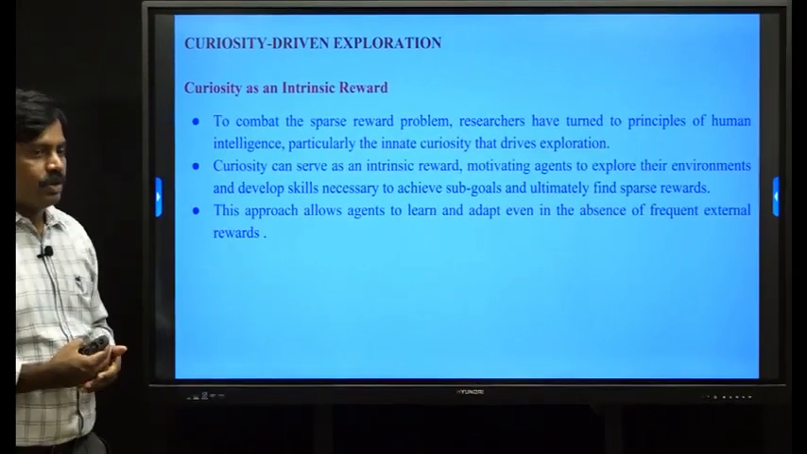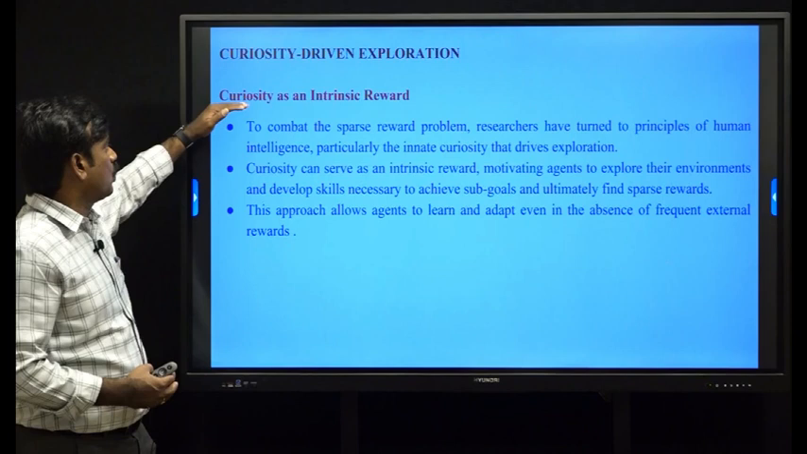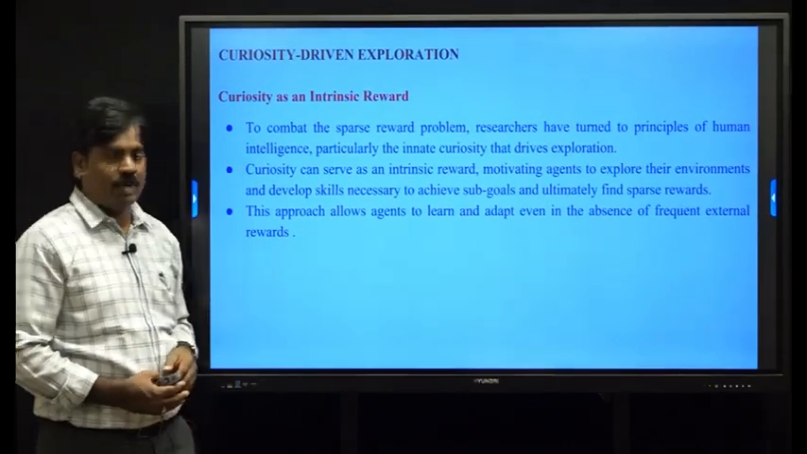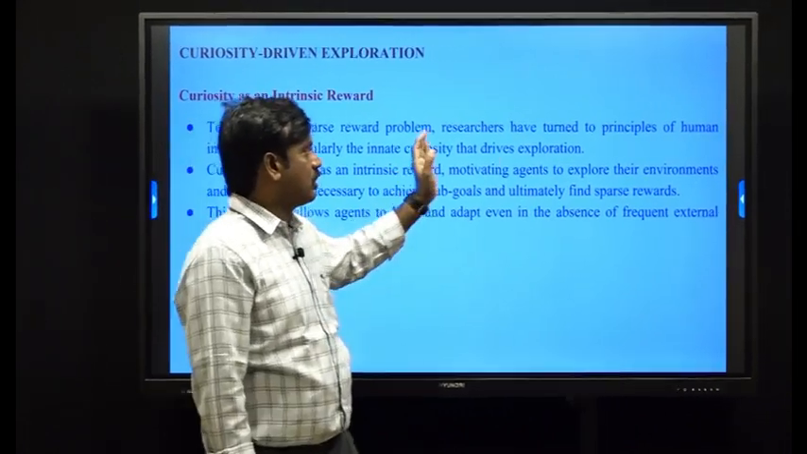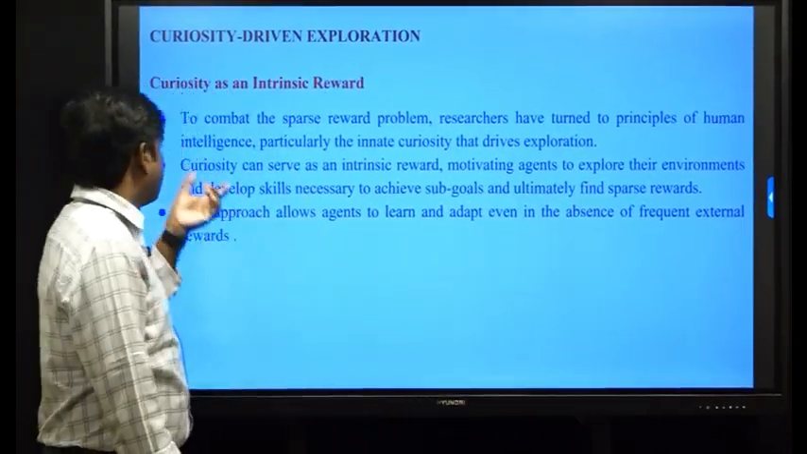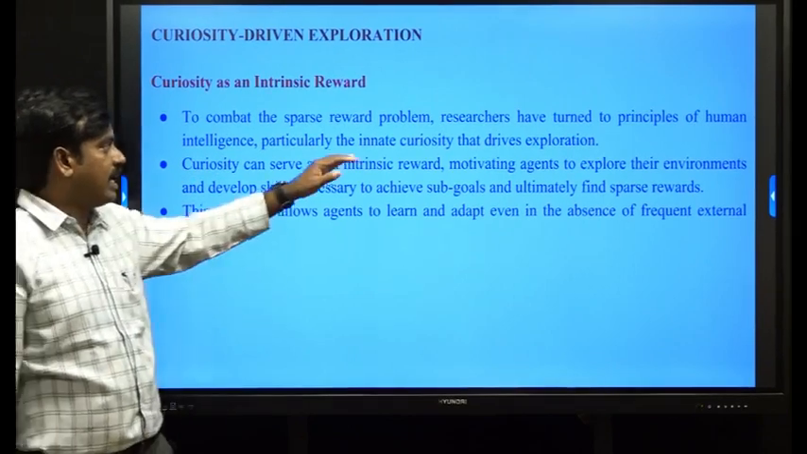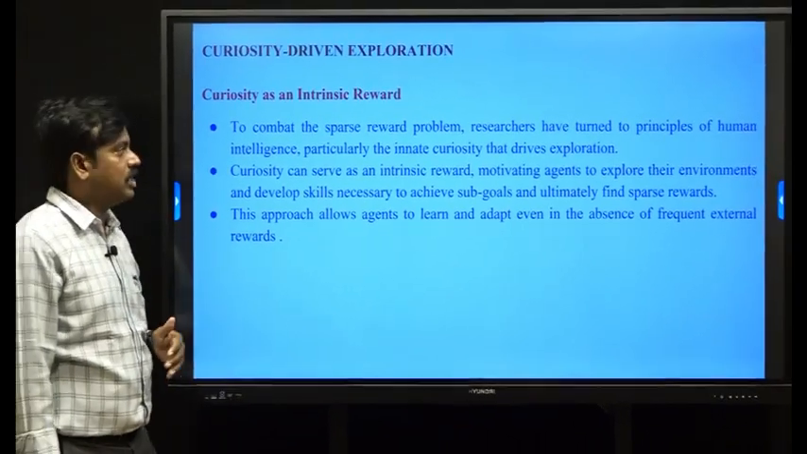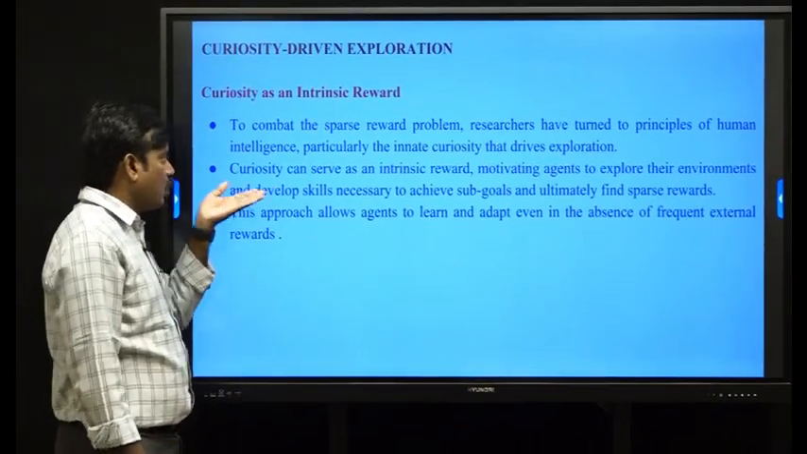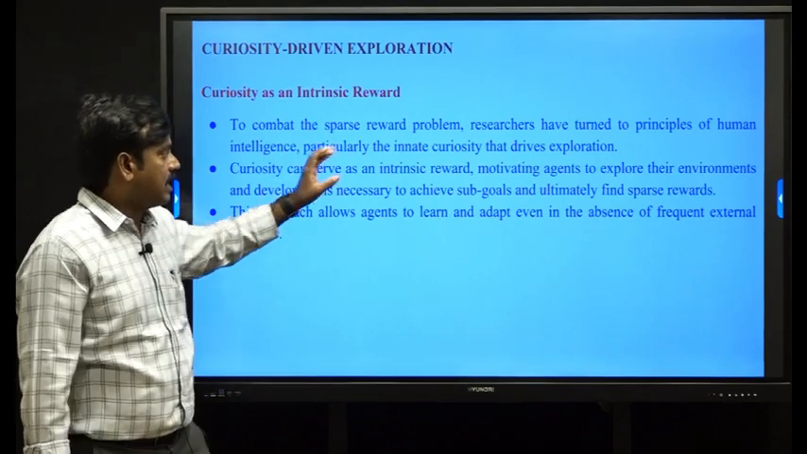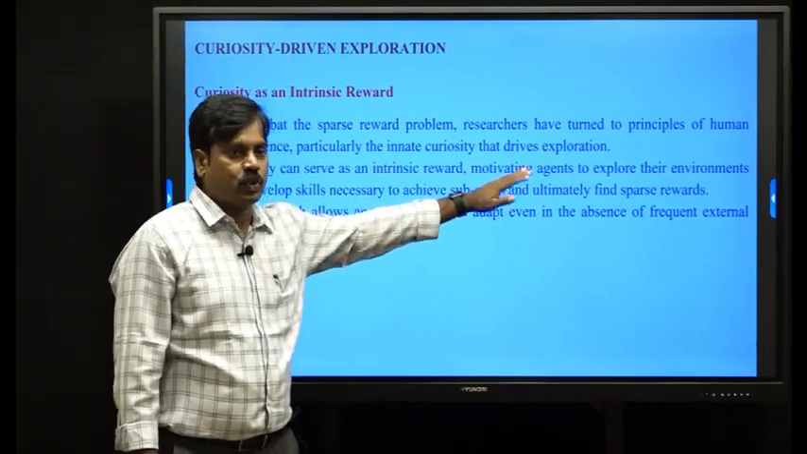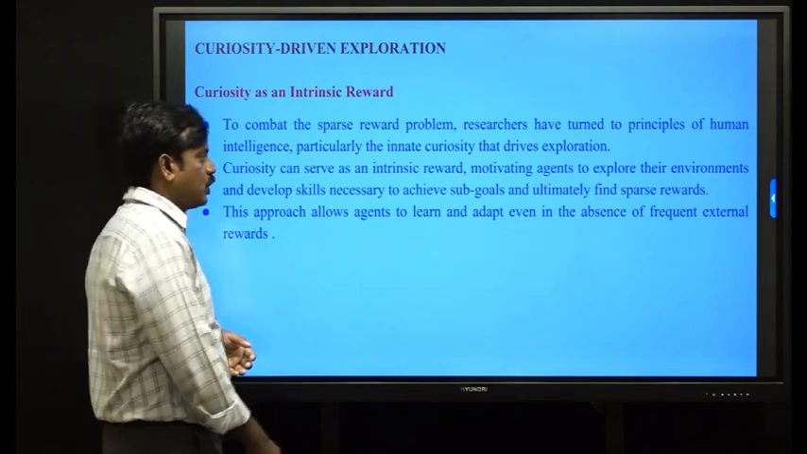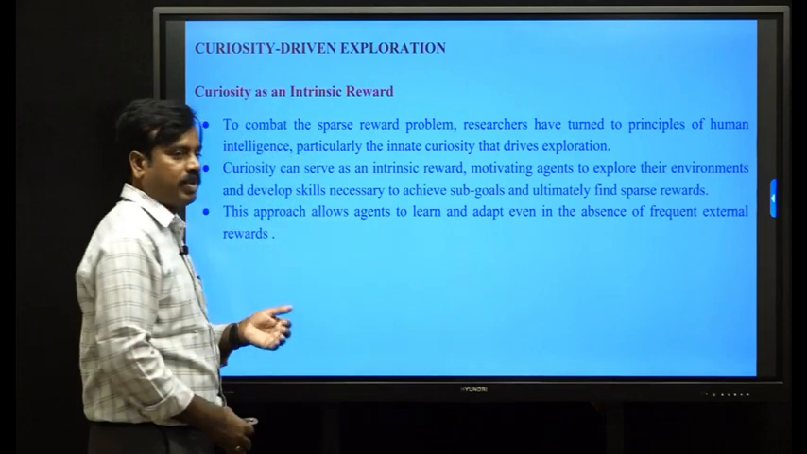Now we need to solve this problem by using curiosity as an intrinsic reward. To combat the sparse reward problem, the researchers have turned to the principle of human intelligence, particularly the innate curiosity that drives exploration. This curiosity can serve as an intrinsic reward, motivating agents to explore their environment and develop the skills necessary to achieve sub-goals and ultimately find the sparse rewards.